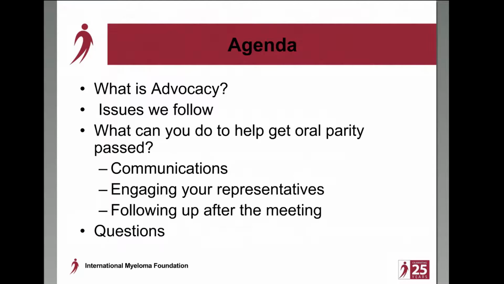So tonight, just to go over the agenda, we're going to be talking briefly about what advocacy is, as well as the issues that the IMF follows, and what you can do to help get oral parity passed, whether that be through communications, engaging directly with your representatives, and then making sure that you follow up with those representatives and their staffers after your visit. And then, of course, we'll have questions at the end.